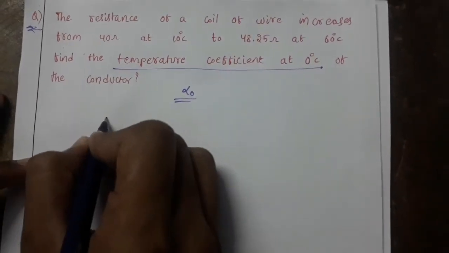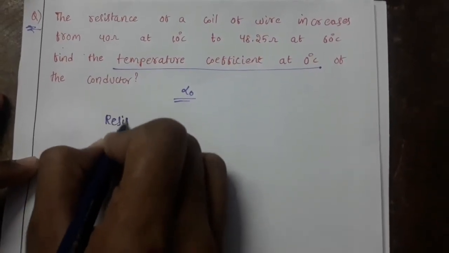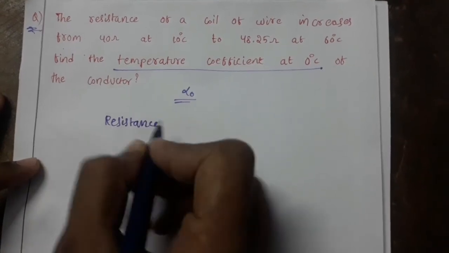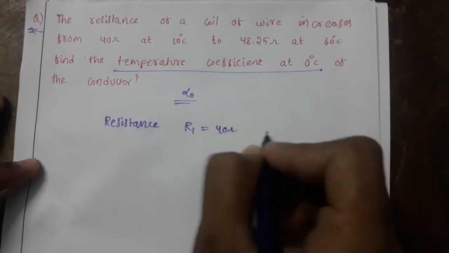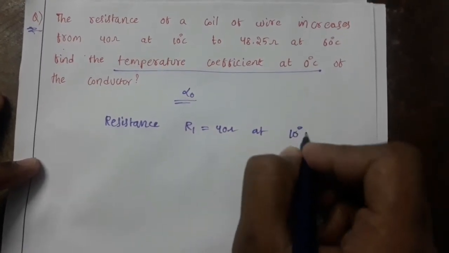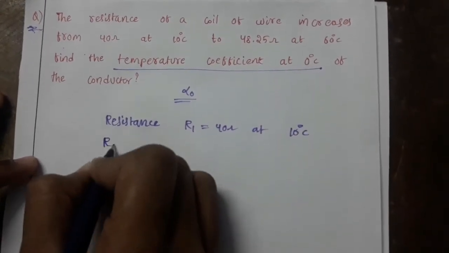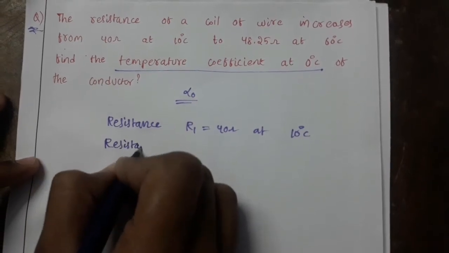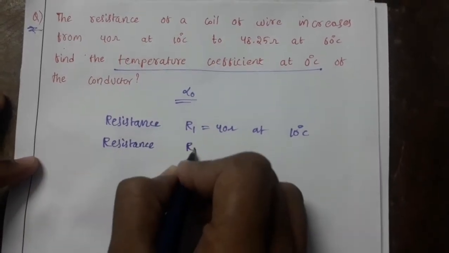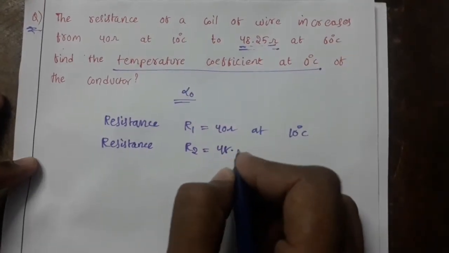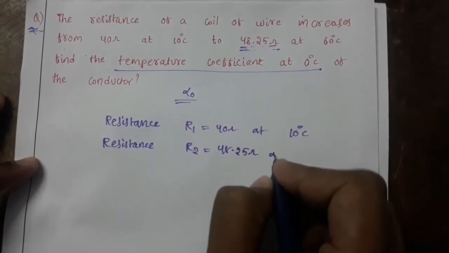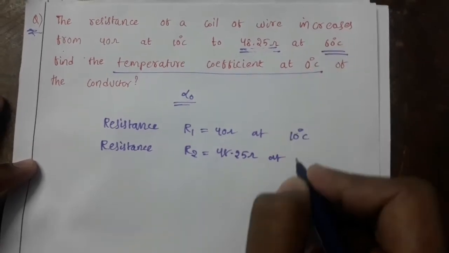They have given the resistance, that is R1 equal to 40 ohms at temperature 10 degrees centigrade. They have given the resistance R2 equal to 48.25 ohms at 60 degrees centigrade.